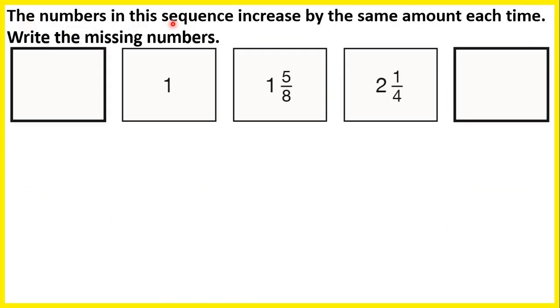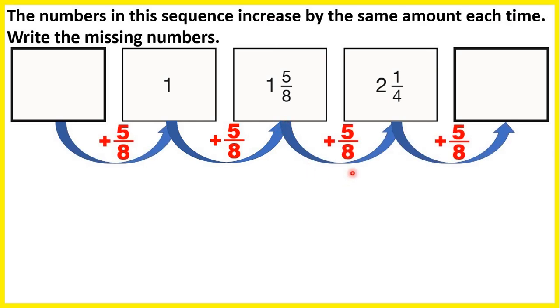The numbers in this sequence increase by the same amount each time. Write the missing numbers. So we can see that we have 1 and then 1 and 5/8. So that's an increase of 5/8. And because the numbers increase by the same amount each time, all of the increases will be 5/8.